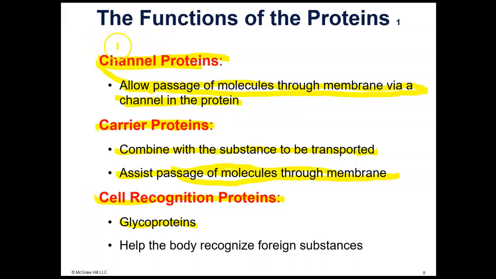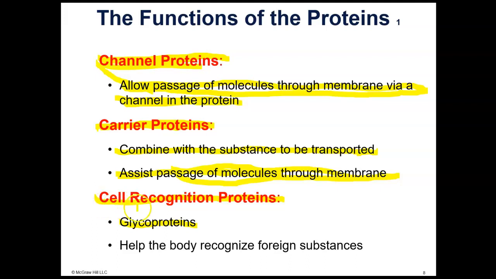But anyway, moving on, we're going to talk about the proteins that are found embedded within the phospholipid bilayer. One type are called channel proteins. These proteins have a pore or a hole that runs all the way through the plasma membrane. They allow the passage of molecules through the membrane through a channel in the protein. Carrier proteins also function in transporting substances across the membrane, but they actually combine with the substance to be transported. It's not just an open channel. They chemically combine with the substance that they are transporting.